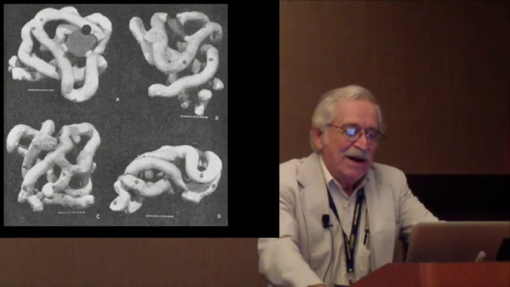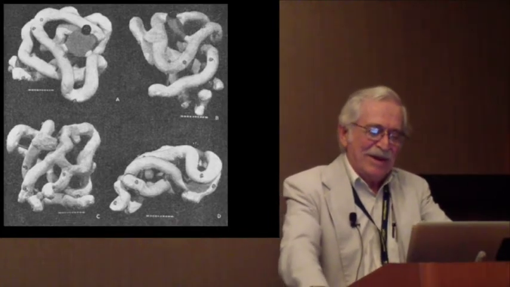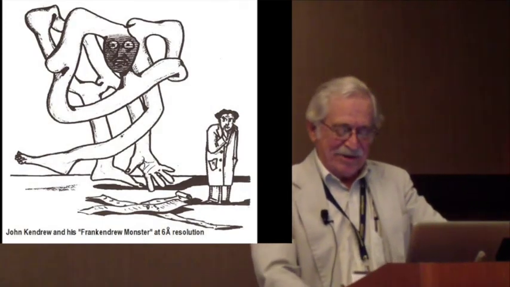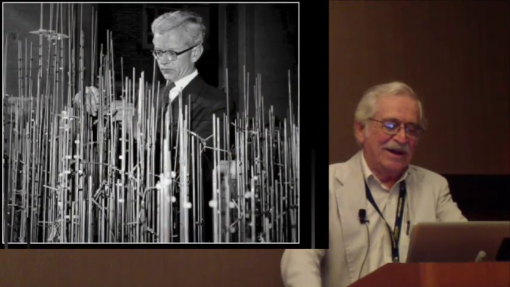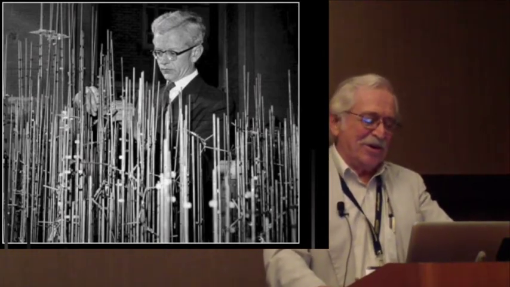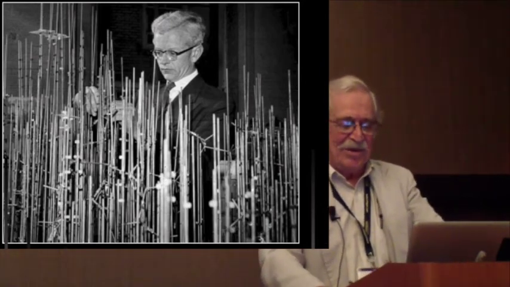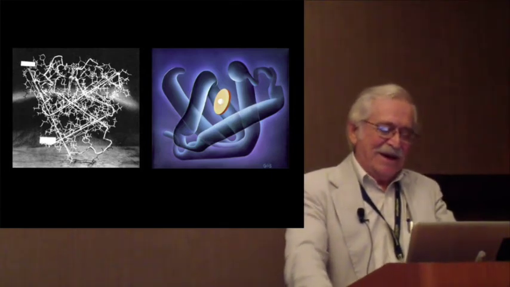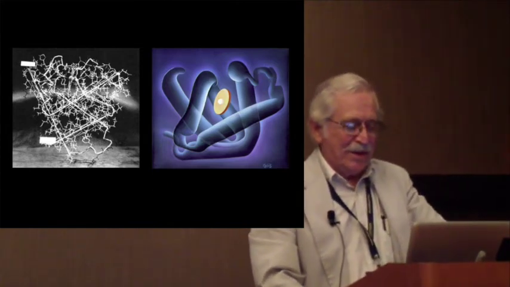1956, Kendrew produced a 6 angstrom resolution map of myoglobin, and I think many of the scientists who looked at it thought it looked rather revolting, that it was Frankenstein's monster. But 2 years later, they weren't laughing, that John Kendrew had determined the atomic structure of myoglobin, the first protein whose structure was determined at atomic resolution, and the realization of the anticipation that Bernal had in 1934.